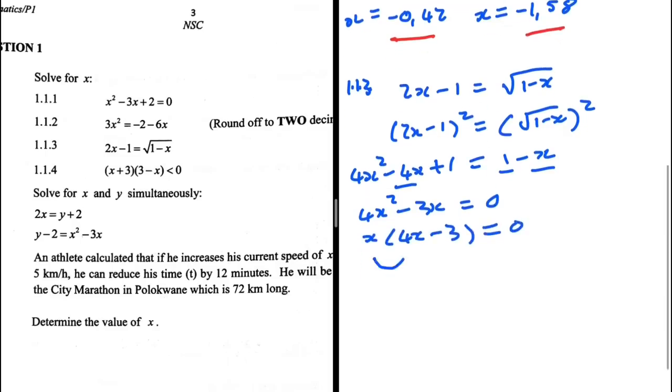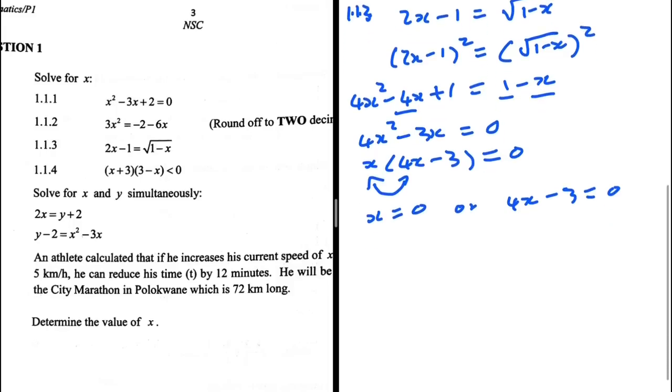So we have two numbers multiplying each other, and then the product is 0. So one between the two numbers has to be 0. So what are we saying? We are saying that x is equals to 0, or 4x minus 3 is equals to 0. In order for 4x minus 3 to be equals to 0, we need 4x to be equals to 3, and therefore x is equals to 3 over 4. So these are our two possible solutions. X is equals to 0 or x is equals to 3 over 4.